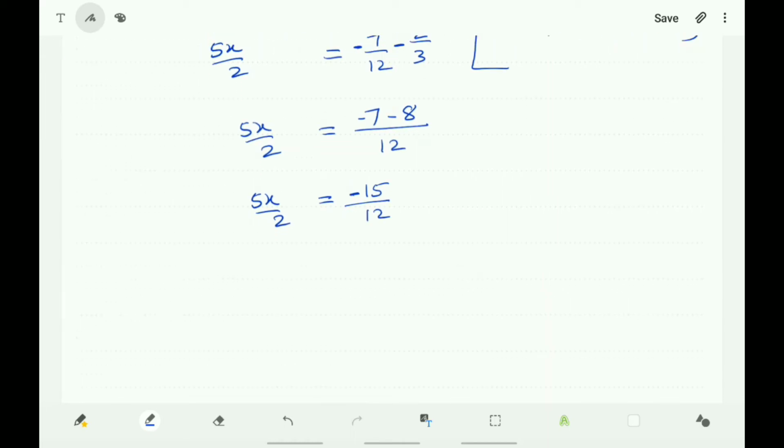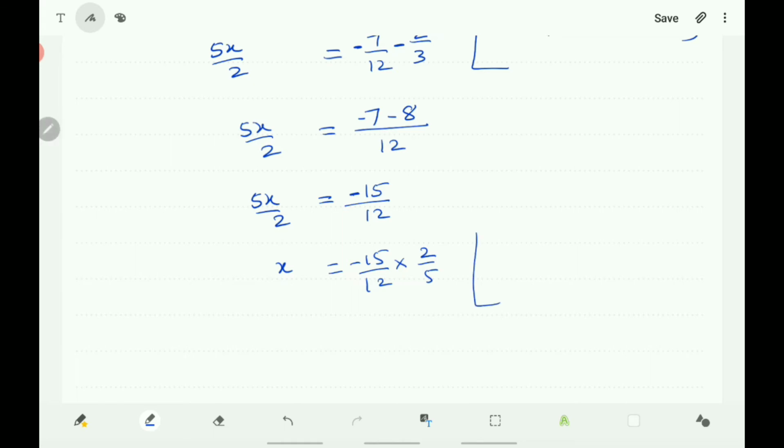Minus 15 by 12. Therefore, you multiply both LHS and RHS by the reciprocal of 5 by 2, that is by 2 by 5. The reciprocal of 5 by 2 is 2 by 5. So multiply both LHS and RHS by 2 by 5. Then x will remain, and here minus 15 by 12 into 2 by 5. Here 2 comes to the numerator and 5 comes to the denominator. So here you got x equals minus 15 by 12 into 2 by 5.